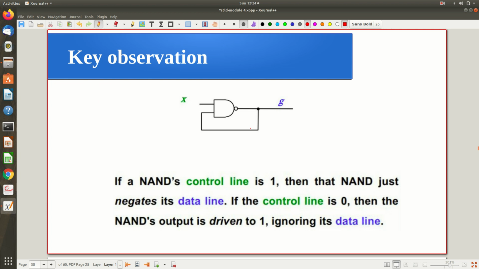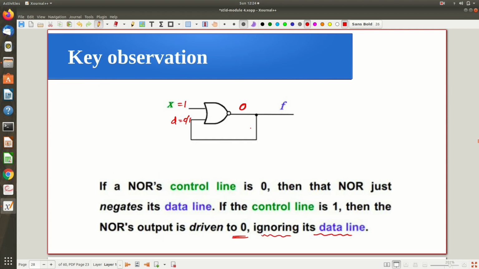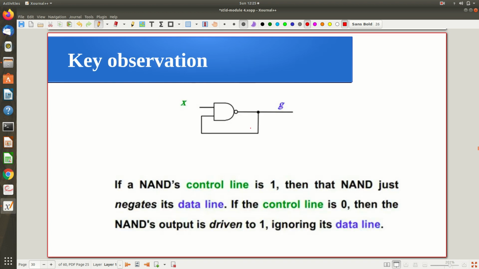So this observation matters like this: when you have a circuit with a NAND gate, a control input equal to 0 matters. When the control input is 0, the circuit is just giving you 1 irrespective of the data line, whereas in the NOR gate implementation, the circuit is giving you a 0 irrespective of the data line when the control input is 1. So you have to keep that in mind.